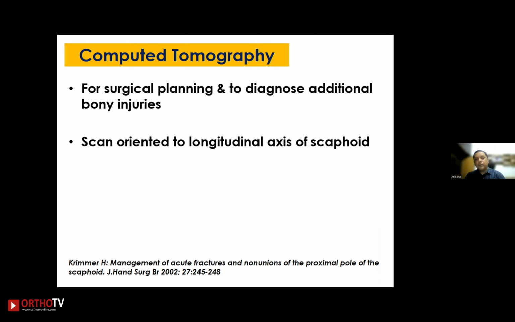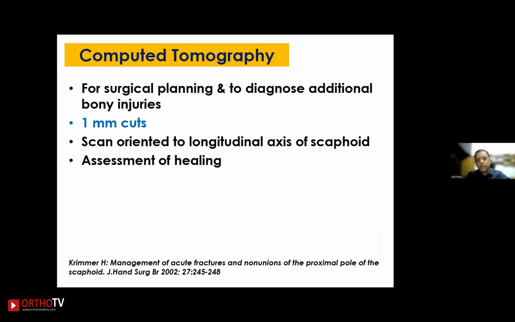The most important thing when you ask for a CT of these is that the scan should be oriented along the longitudinal axis of the scaphoid. So you have to specify, please take the CT in the longitudinal axis of the scaphoid. It also helps in assessment of healing in later cases.